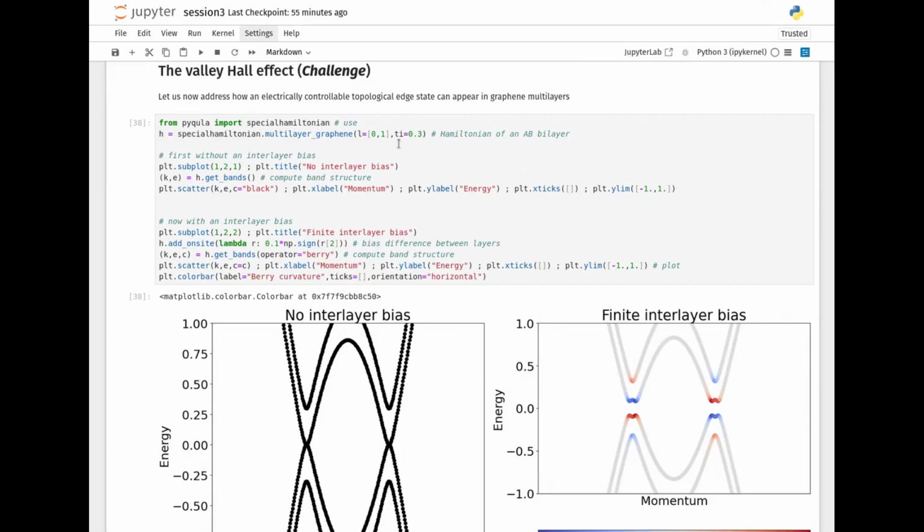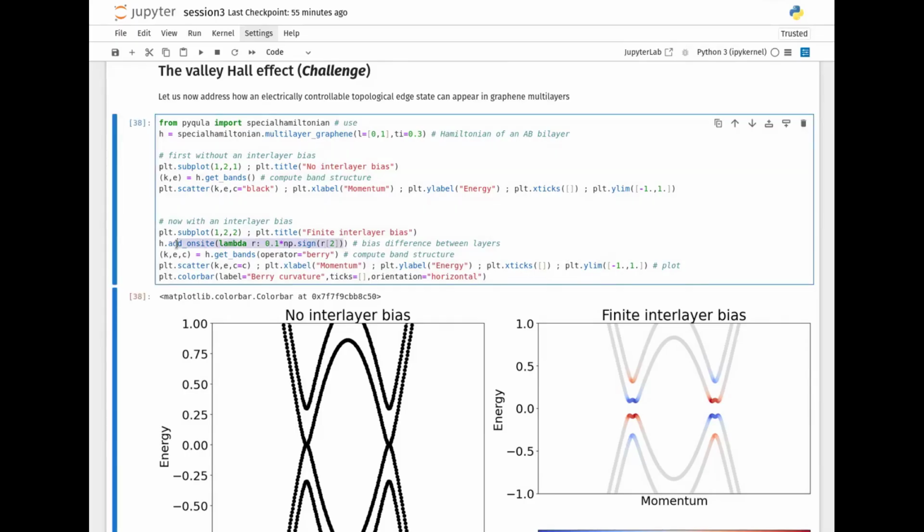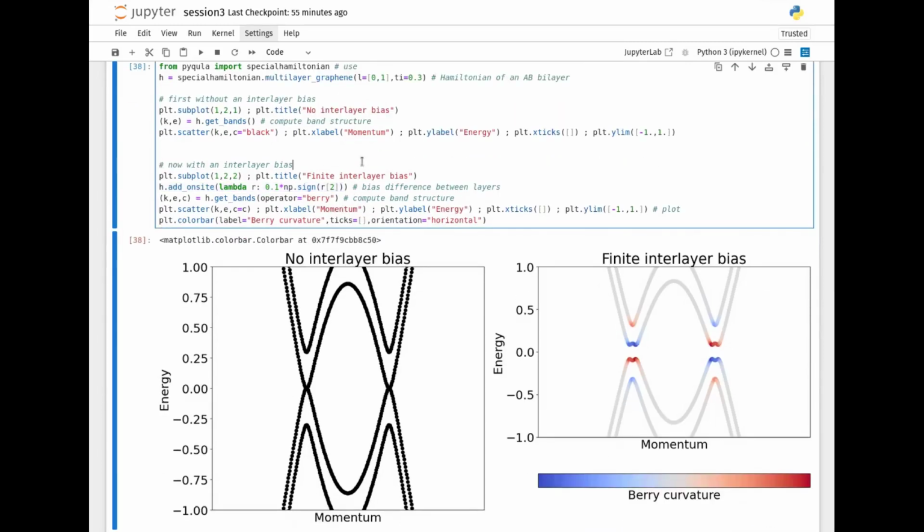So what we are going to do is take a bilayer graphene, so just two layers of a honeycomb lattice. And what we are going to do is add a bias between them. What this means in practice is that we are going to add a different on-site energy in the bottom honeycomb lattice and in the top honeycomb lattice. And so that is what you see here.